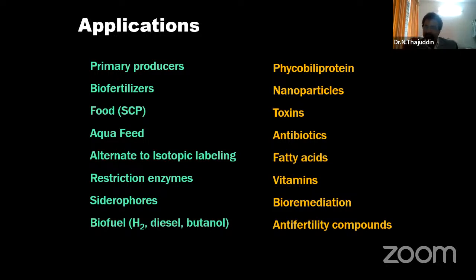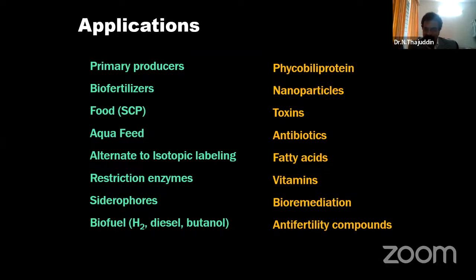Then, an alternative to isotopic labeling. Usually in medicinal kits, they use some chemical dyes, or some radioactive markers for detecting pathogens or pathogenic products. Whereas now people are trying to use phycocyanin, phycoerythrin and algal pigments. They have a unique property of fluorescence capacity, used under UV light. So now people are trying to use bacterial or cyanobacterial pigments in immunodiagnostic kits. This work is going on.